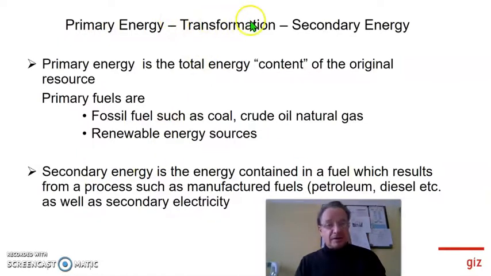Secondary energy, so it starts now with the transformation. Secondary energy is the energy contained in a fuel which results from a process such as manufacturing fuels, petroleum, diesel, etc., as well as secondary electricity.